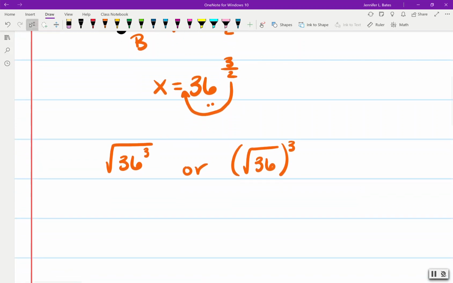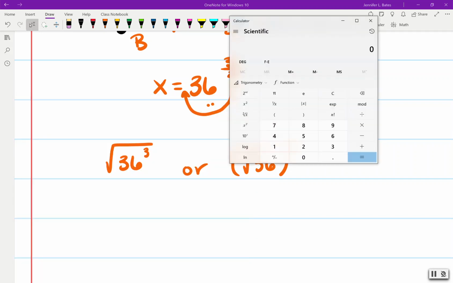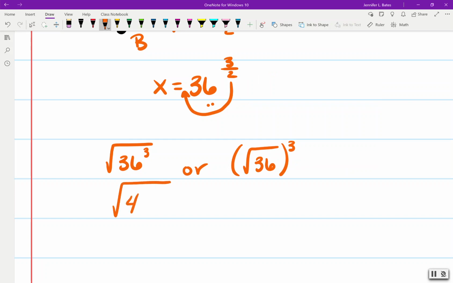Now let's think about this. Which one is going to be easier? So if I grab my calculator and I do 36 times 36 times 36, I have the square root of 46,656. How many people want to break this down with a factor tree and look for pairs? No, it sounds kind of terrible. So we don't want to use this.